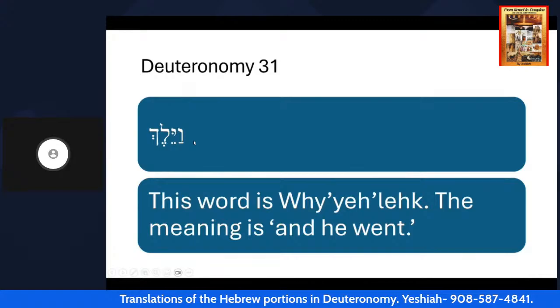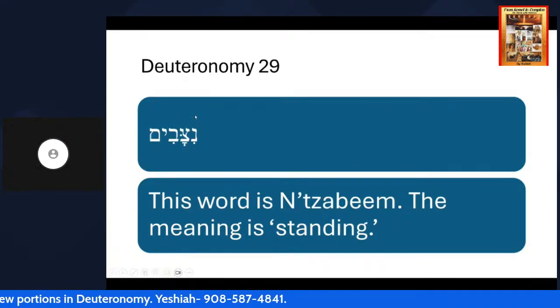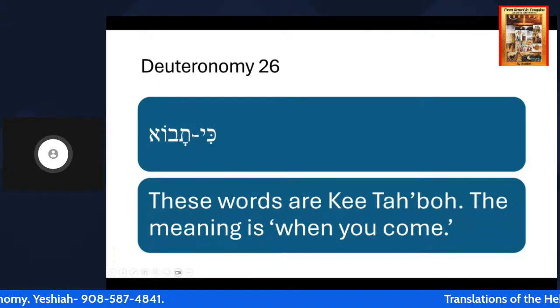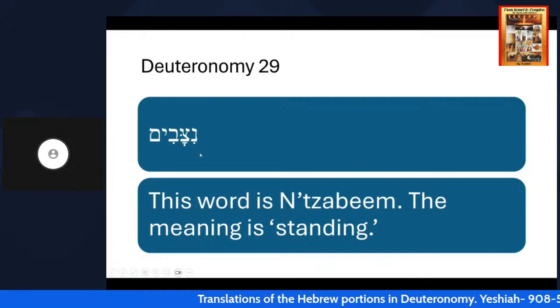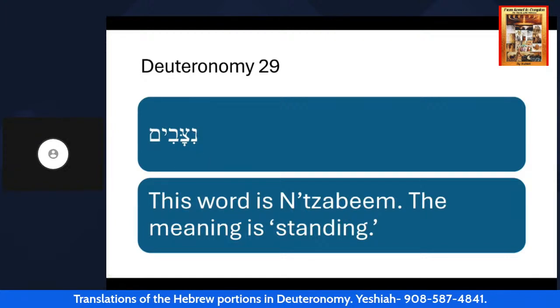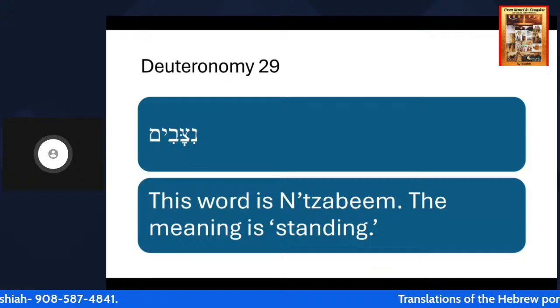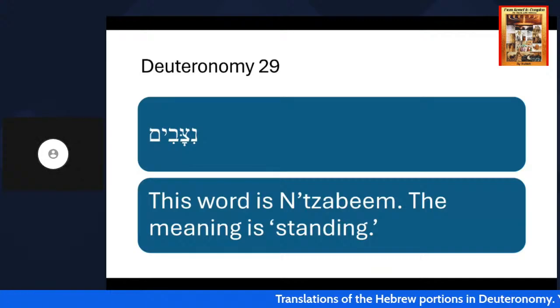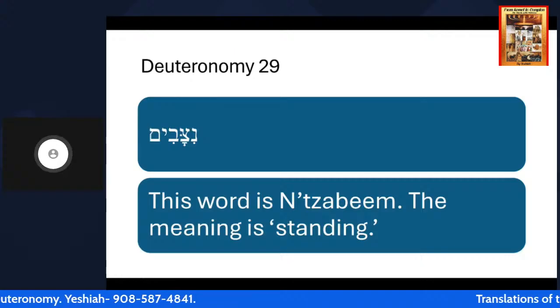Next we see here, brothers and sisters, the word nitzabim. The word nitzabim means standing. This is a plural word, and what it means again is standing or to be erect at a particular moment. The word nitzab means to be standing, to be still.